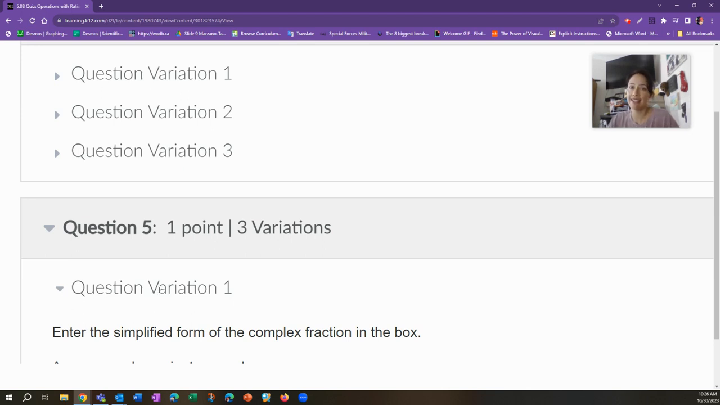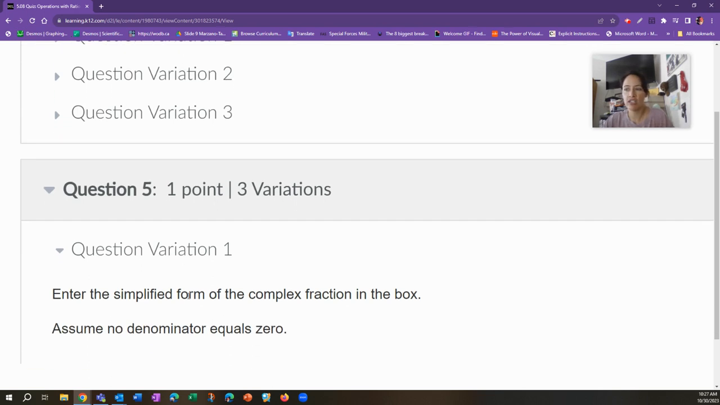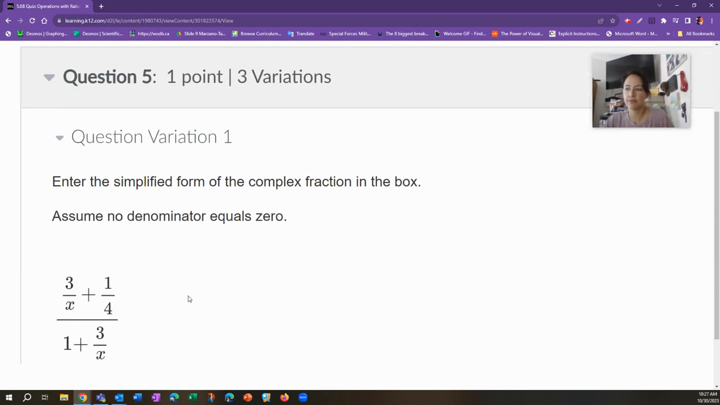Complex fractions. They're just fractions in fractions. That just means there's a fraction in the numerator, a fraction in the denominator, or in both. And now in our case, there's even going to be expressions with fractions. So let's take a look at this first one and solve it. We want to simplify it.